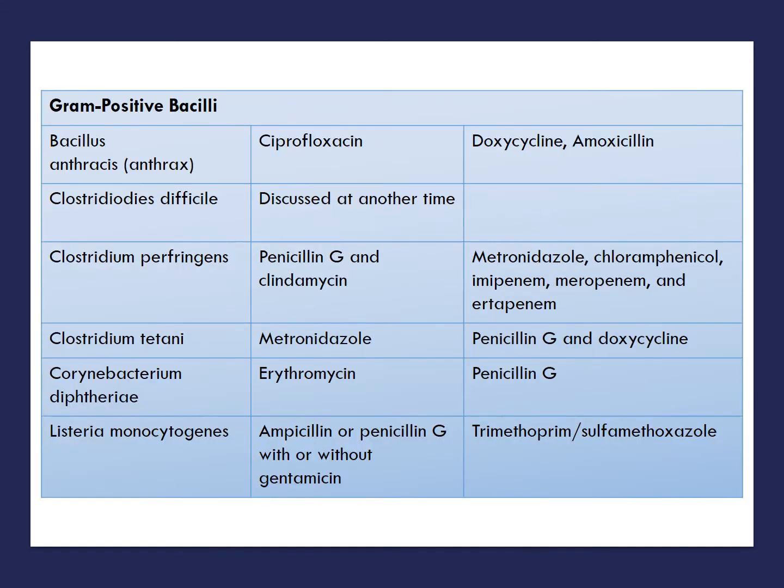This table reveals the antibiotic based on gram-positive bacilli. The first column again reveals the organism, the second reveals the first drug of choice, and the third is some alternatives. So as you can see, for Listeria, you want to provide ampicillin or penicillin G, with or without gentamicin, and some alternatives including Bactrim.